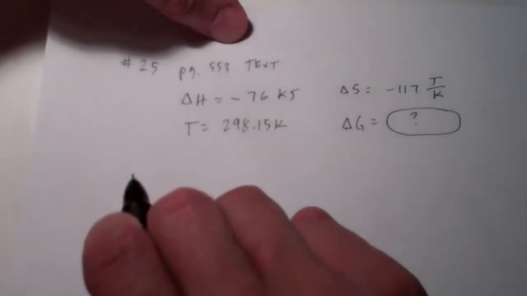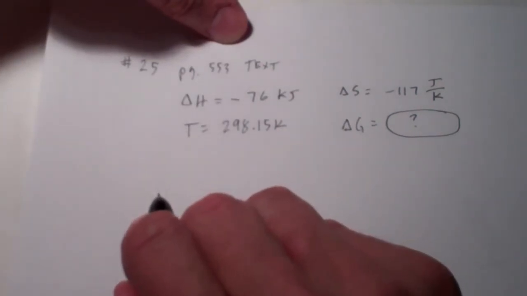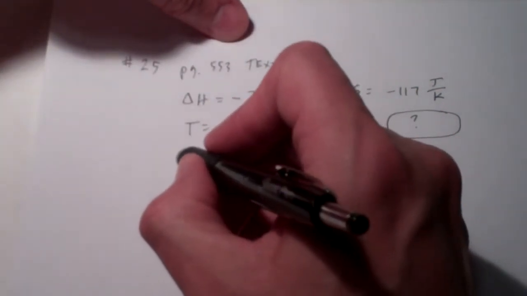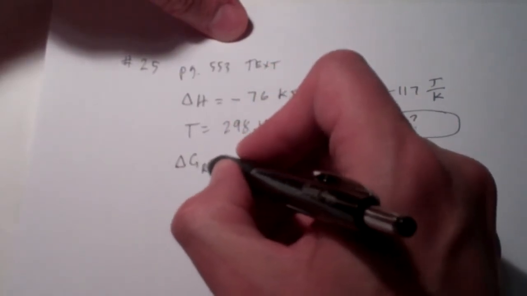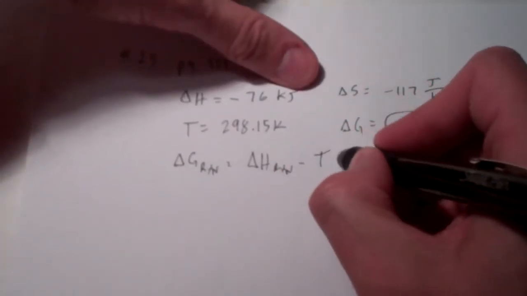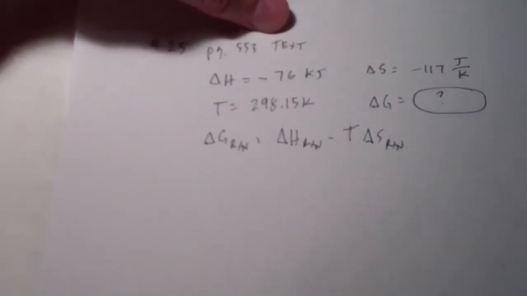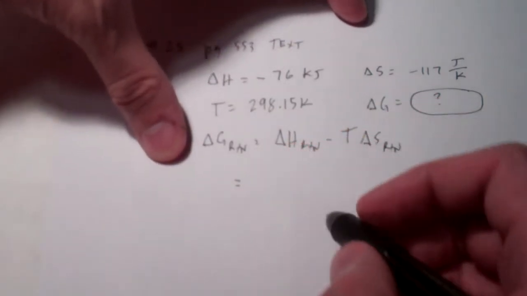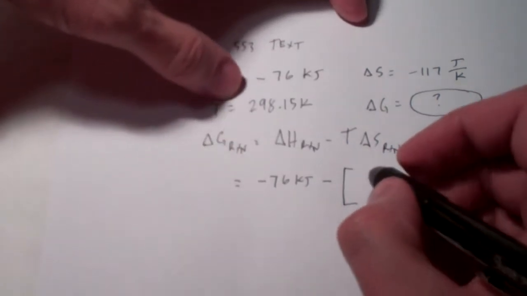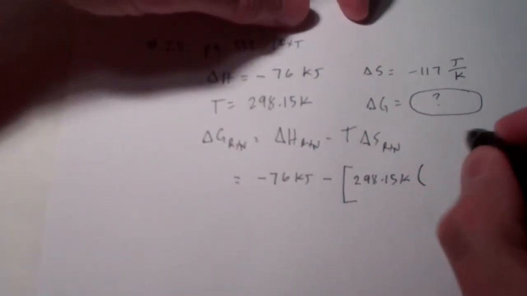If you want, you can pause the video and try this on your own, and then come back and press play and see how you did. So I'll give you a second to do that. Okay, here we go. Doesn't delta G of a reaction equal the delta H of the reaction minus T delta S of the reaction? Our favorite Gibbs-Helmholtz equation. So let's see what we get. Delta H is a negative 76 kilojoules minus, my temperature is 298.15 Kelvin, times my delta S.